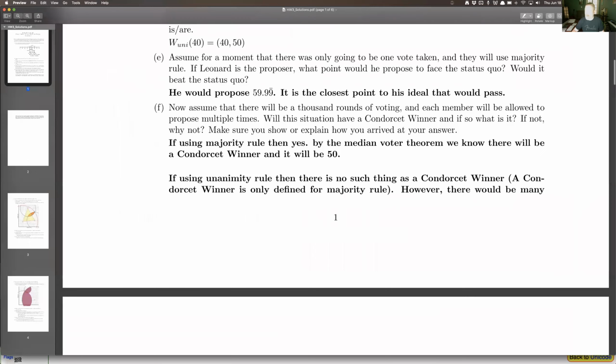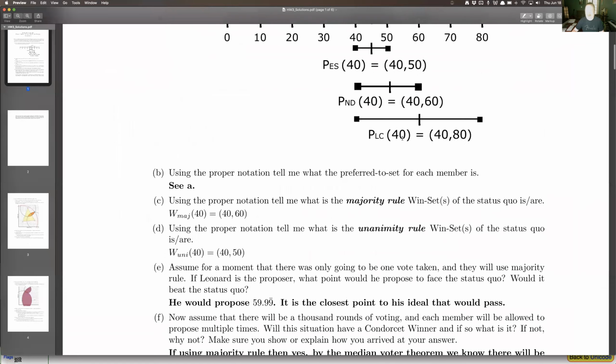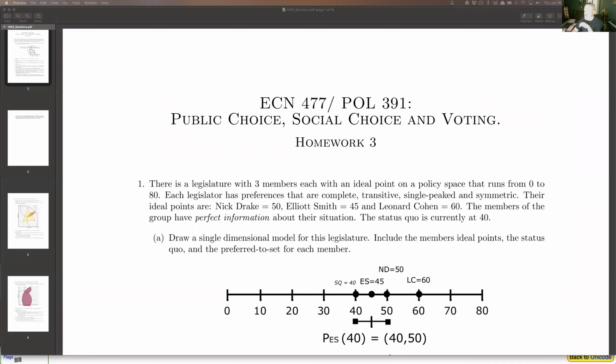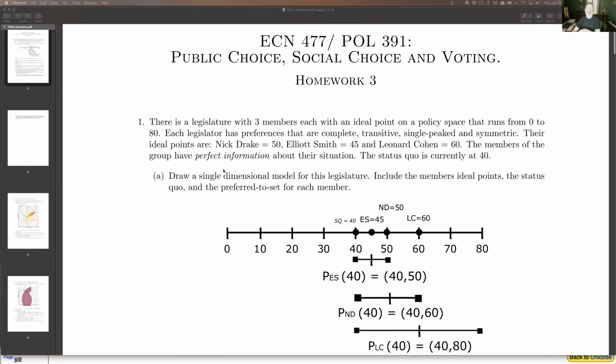All right, so hopefully what you're seeing now is the solutions. And if anyone has questions as I go, feel free to drop those in the chat. Throw that into the chat or just unmute your mic and start talking. So here is homework 3. There's a legislature with 3 members, each who has an ideal point in a policy space. It runs from 0 to 80.